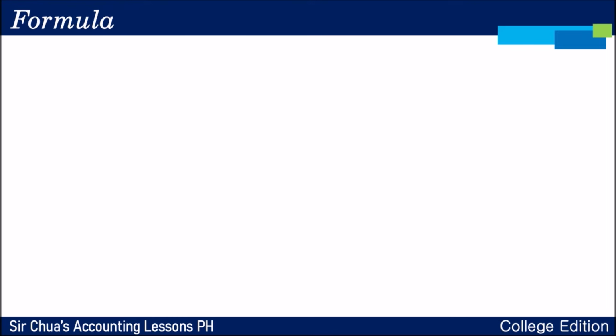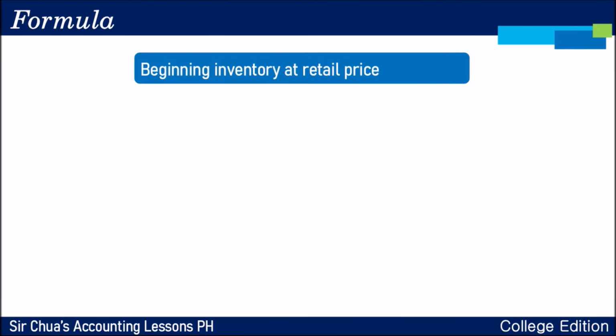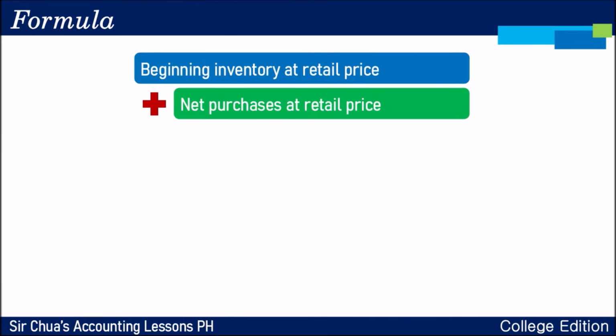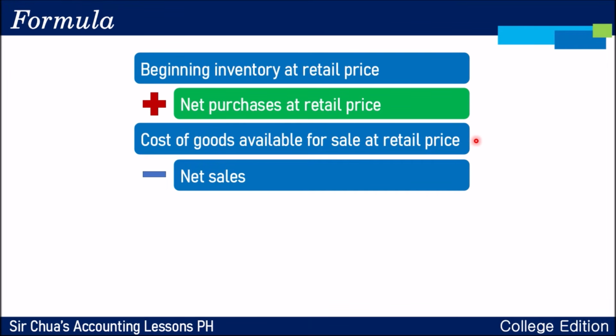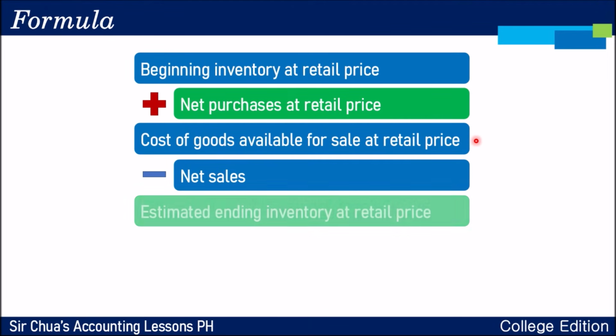Okay, so what will be the formula? Beginning inventory at retail. Ayan ha, retail, ibig sabihin at selling price. Add po natin si net purchases also at selling price or at retail price. So, syempre, since both at retail prices yan, ang makukuha po natin is cost of goods available for sale, syempre at retail price din. Hindi na po natin siya i-compare sa cost of goods sold dahil naka-retail price po ito, ang comparison niya sa mismong selling price, net sales.